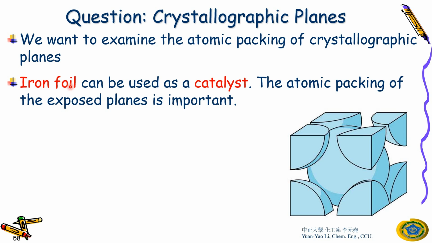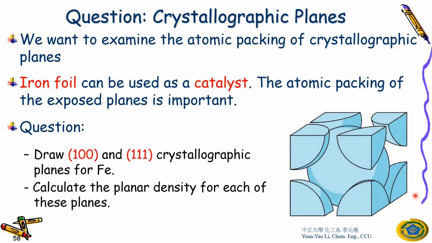So you want to have a lot of catalysts on the surface. Which plane is better to have a lot of catalysts? This surface, or this surface, or this surface? Which is 111 or 100 or 110? Which one? That's why you need to calculate the planar density of this catalyst.